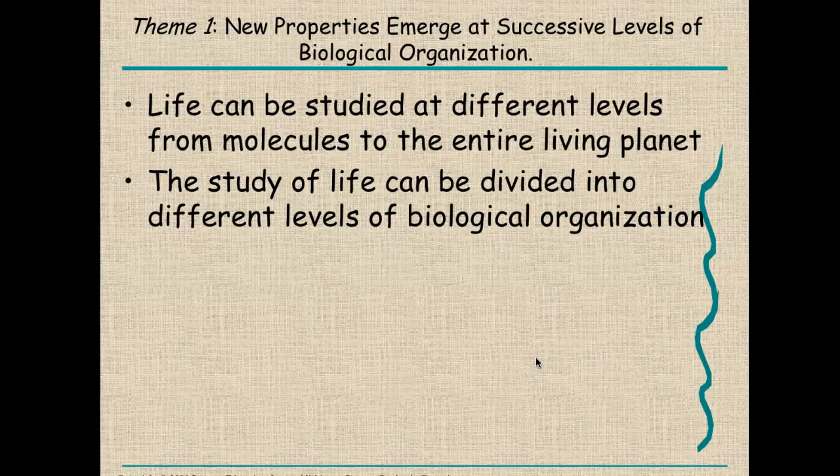Okay. Our first theme, and I'm skipping over slides that you don't actually have in your notes. Our first theme is that new properties emerge at successive levels of biological organization. And so life can be studied at different levels, and we're going to do that in this class. We're going to start at the micro level, biochemistry. Then we're going to talk about cells. Then we're going to talk about tissues and how cells divide to make tissues. Then we're going to talk about evolution, and then we're going to end the year with ecology.